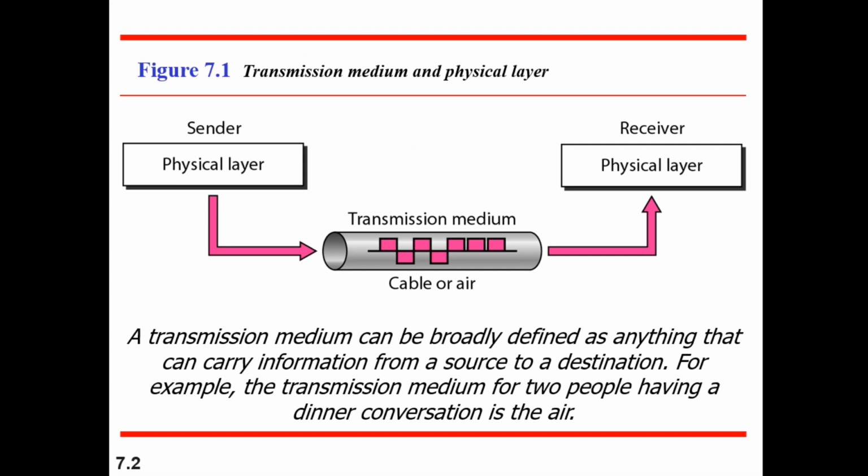So transmission medium by definition can be broadly defined as anything that can convey, that can transport the information from the source to destination. For example, for people communicating on the dining table, the transmission medium is the air basically. When we talk on a landline phone like PTCL, the transmission medium is wired. So transmission medium can be wired or can be wireless depending upon the situation.